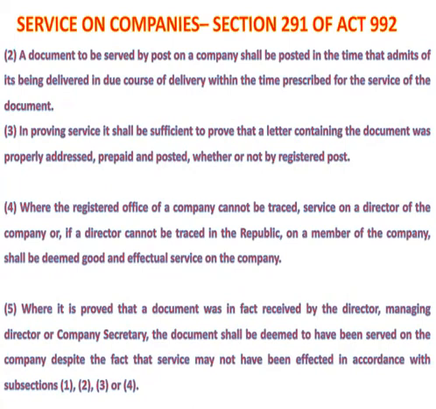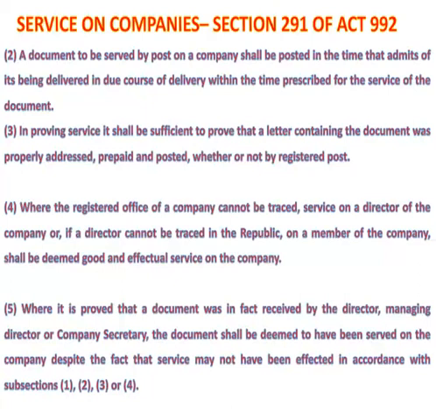Subsection 4 says that where the registered office of a company cannot be traced, service on a director of the company, or if a director cannot be traced in the Republic, on a member of the company, shall be deemed to be good and effectual service on the company. So if you can't find the address, maybe with the Registrar of Companies, when you go there you can't find them there, when you see any director of the company and serve them, it will be deemed to be service on the company. And if you can't see any director in Ghana, if you serve it on any member of the company, it shall be deemed to be good and effectual service.